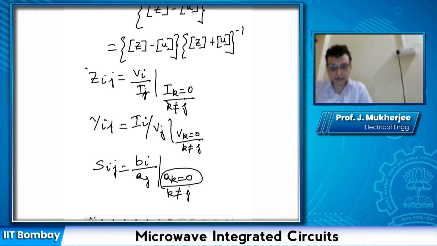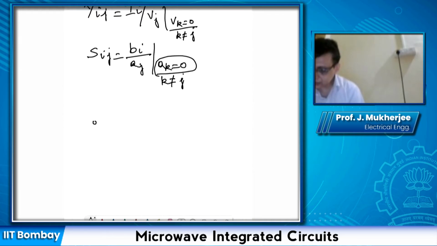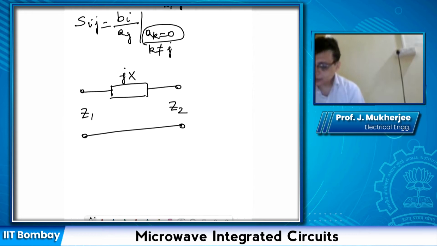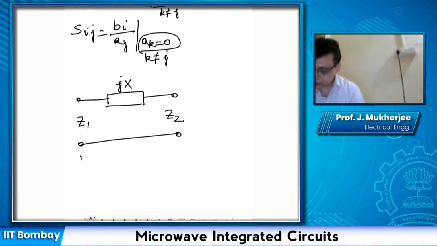To do that, let us consider a simple circuit. The simple circuit that we will be considering is just a series reactance. Now there are two ports, port 1 and port 2. Say I want to obtain S11. S11 is given by B1 upon A1, right, with A2 equal to 0.